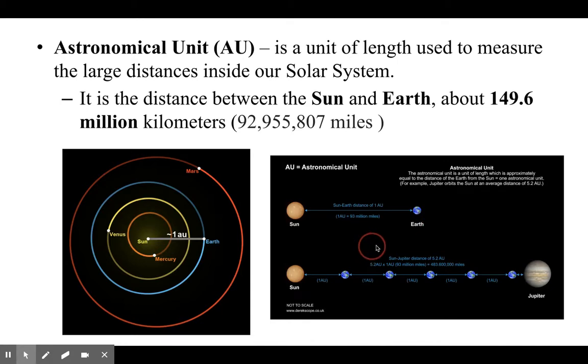Now, how does this work in our solar system? Well, let's look at Jupiter. How far out is Jupiter from the sun? Well, it's 1, 2, 3, 4, 5.2 astronomical units away from the sun. So it's just a unit of measure, a way we measure distance in our solar system specifically.